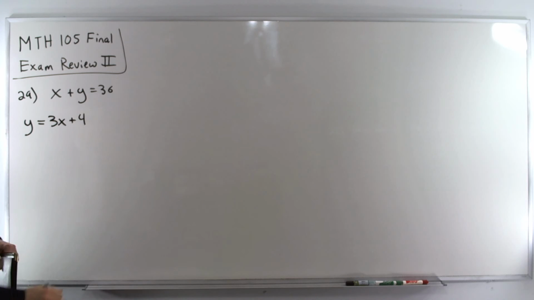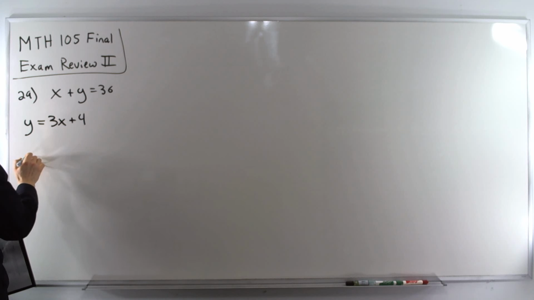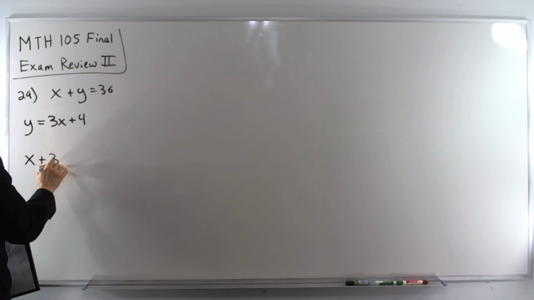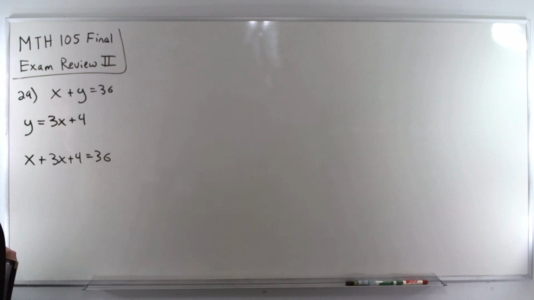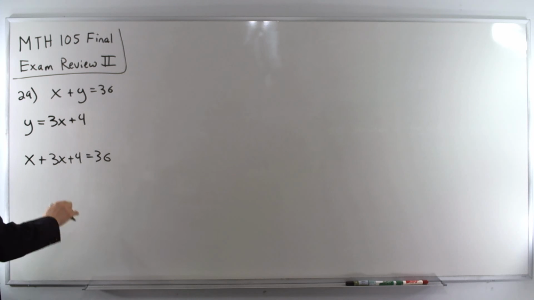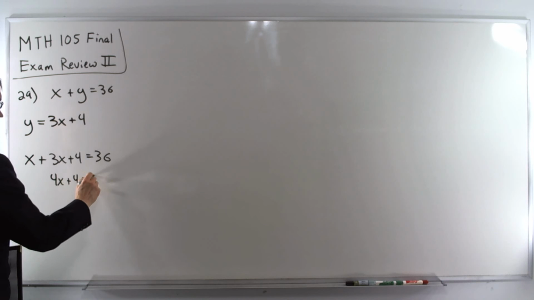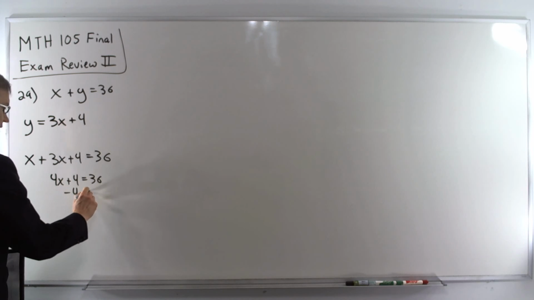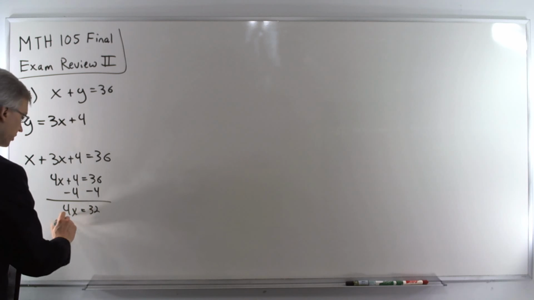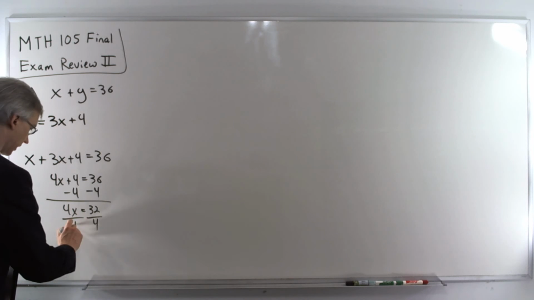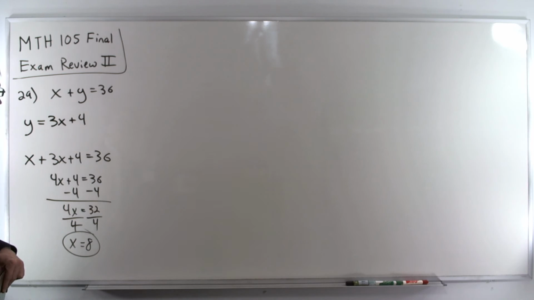All right, now we can take what y equals and substitute it in for y, and that gives us x plus 3x plus 4 equals 36. And there's an equation we can solve. Let's combine like terms. 4x plus 4 equals 36. Subtract 4 from each side. Get 4x equals 32. Divide by 4 on each side, and x equals 8.